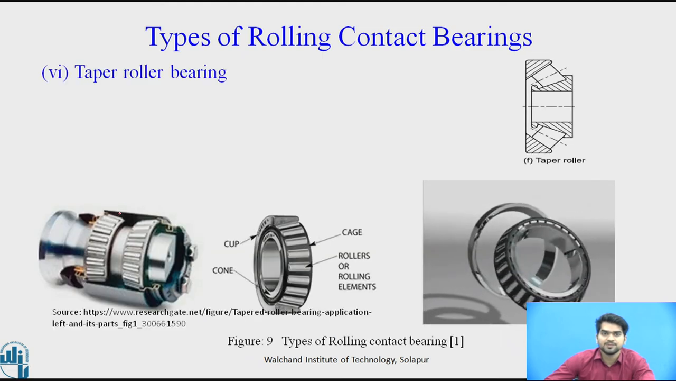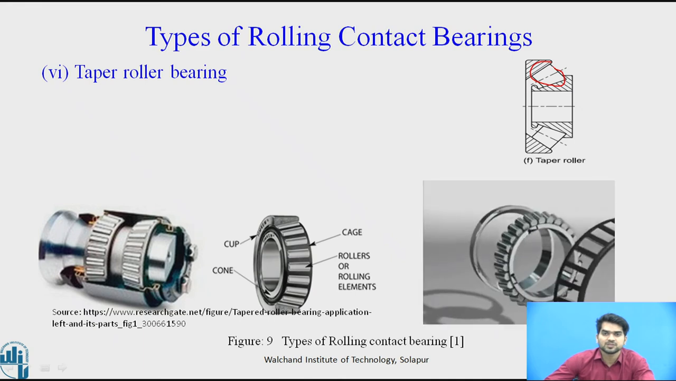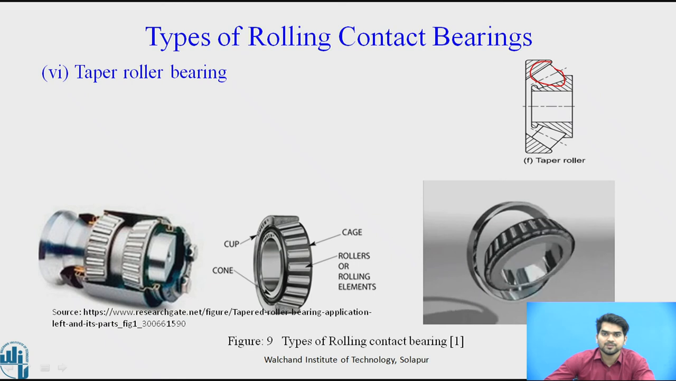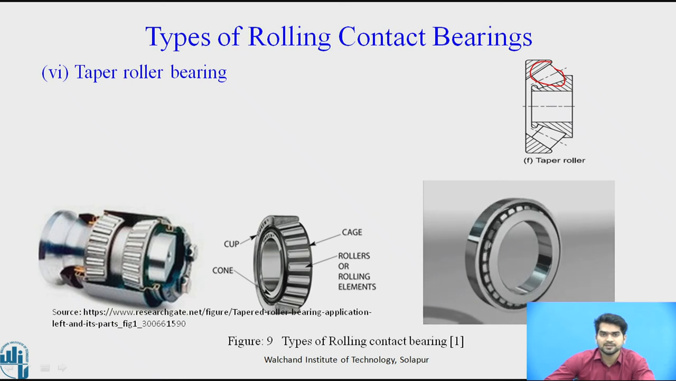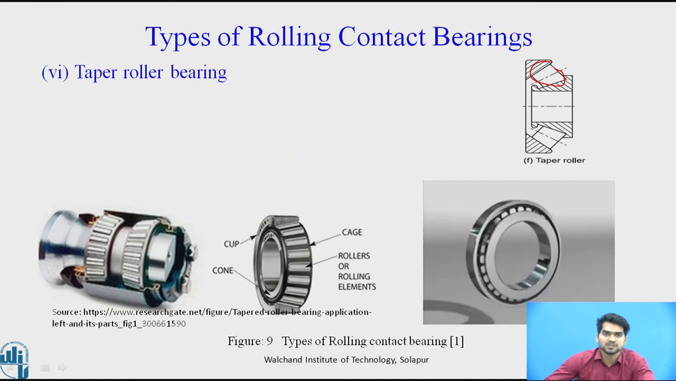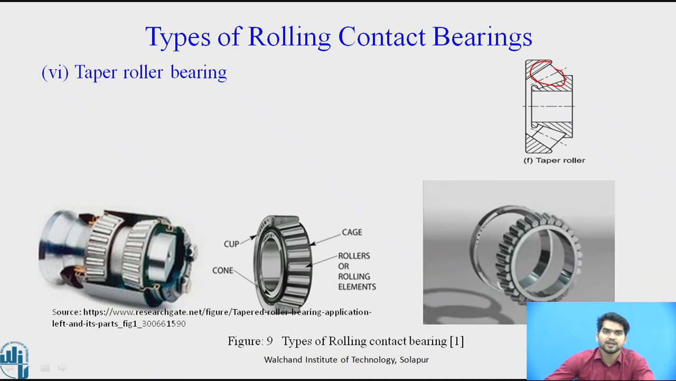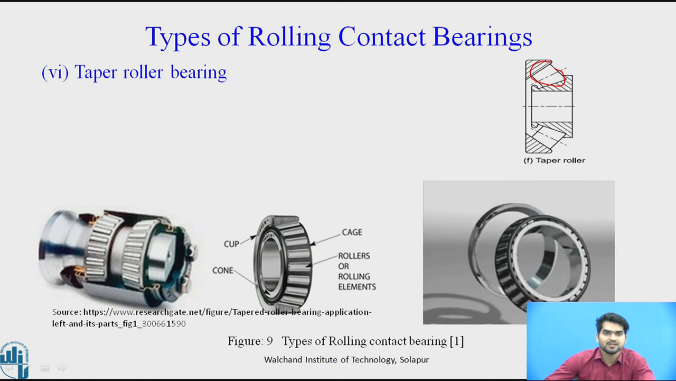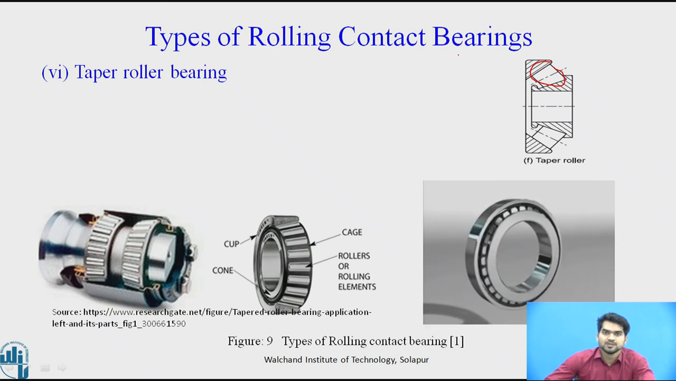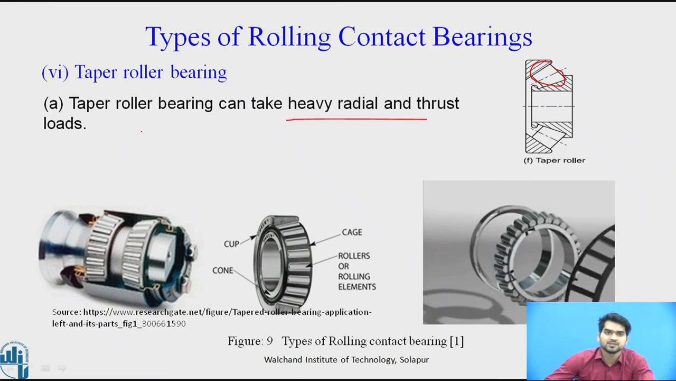The next one is the taper roller bearing. In this figure we observe that a taper is provided to the roller, so it has the capacity to sustain radial as well as axial load. The deep groove ball bearing sustains radial as well as axial force, but with less capacity for axial load. The cylindrical roller bearing can sustain radial load but not axial load. So at that time we can prefer the taper roller bearing, which has the capacity to take heavy radial as well as thrust load.